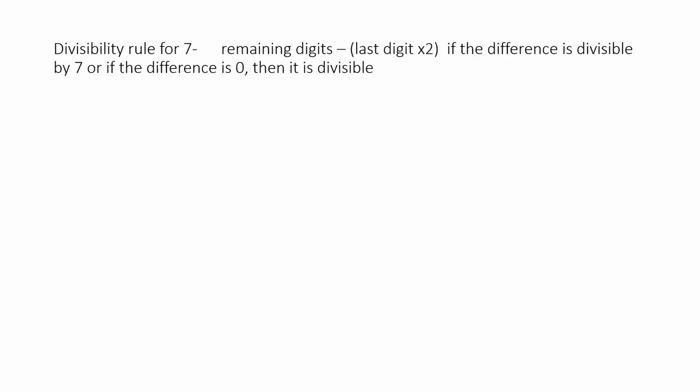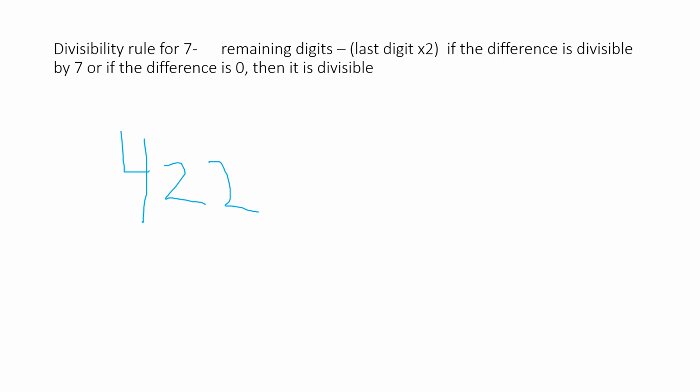Divisibility rule for 7. Take the remaining digits and subtract the last digit times 2. If the difference is divisible by 7 or the difference is 0, then it is divisible. So let's see. 4, 2, 2.